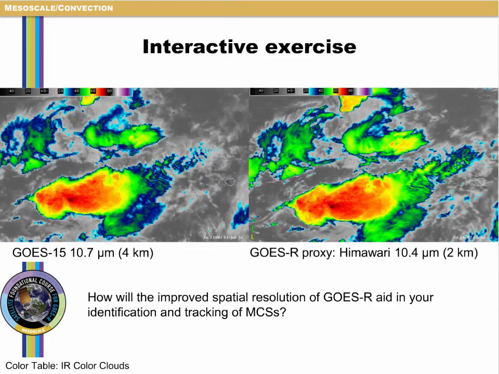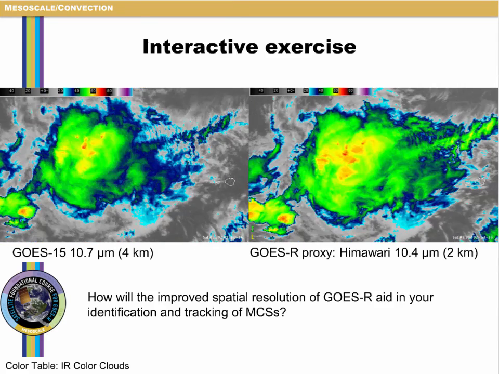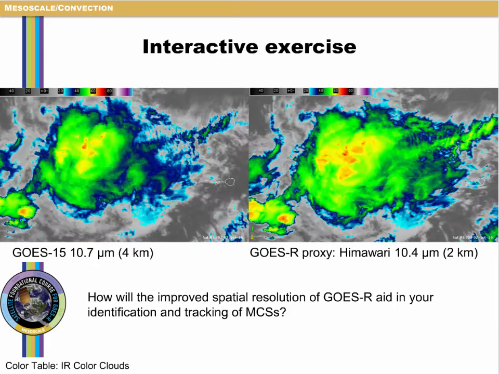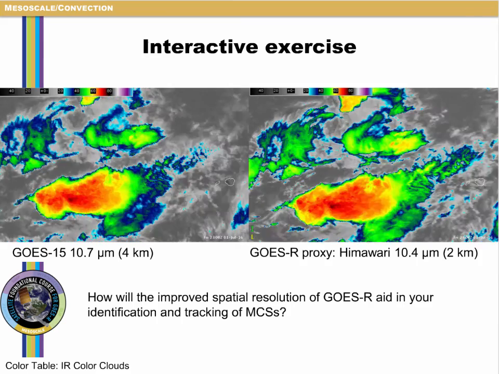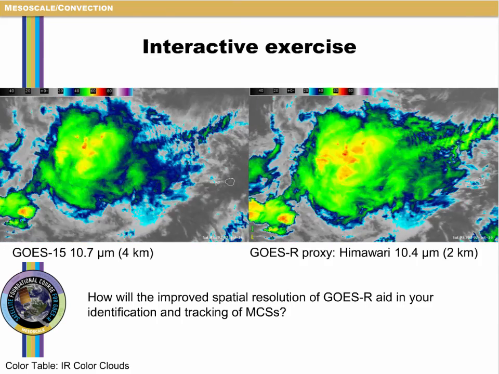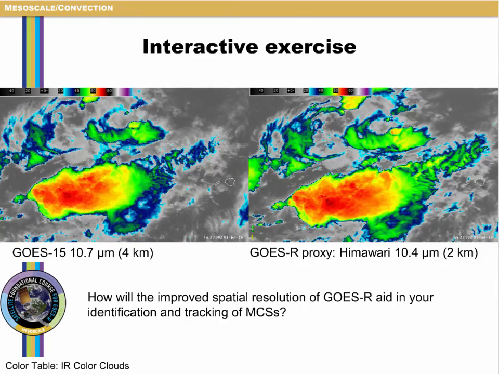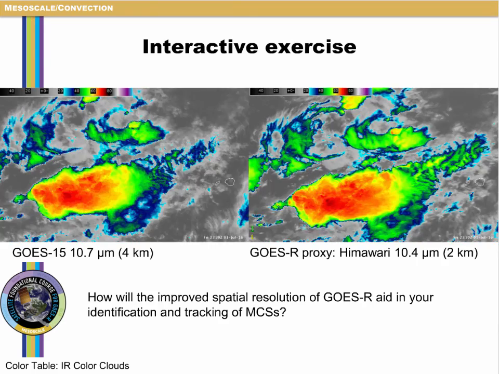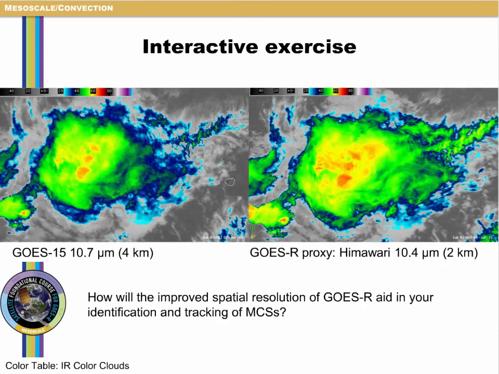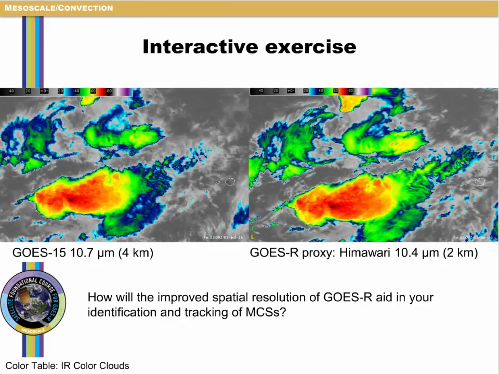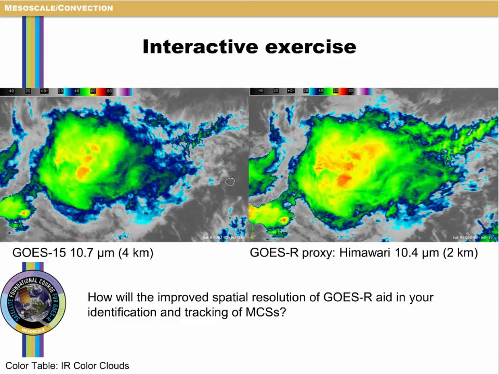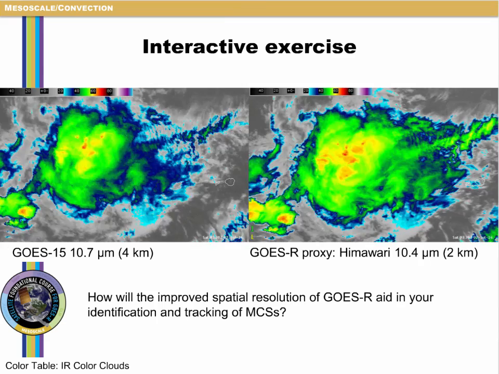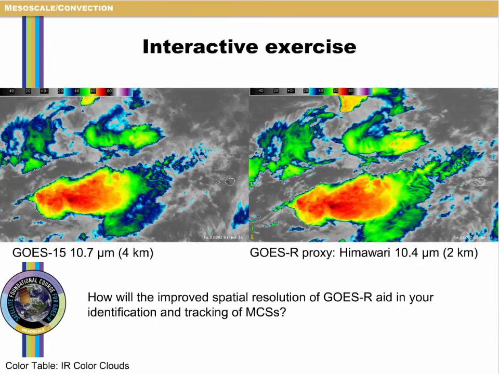The question I ask is, how will the improved spatial resolution of GOES-R aid in your identification and tracking of MCSs? I'll give you some time to think about this. With so much more detail available in GOES-R versus current GOES, it may be possible to identify MCS development and decay earlier than you would have with the more blocky current GOES imagery. With the greater detail at cloud top, will this have useful information operationally?